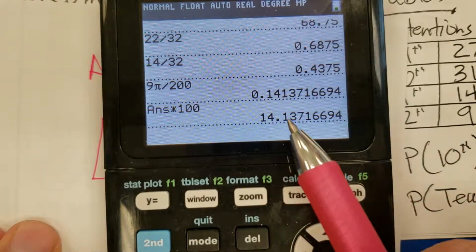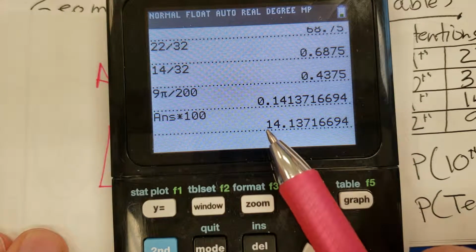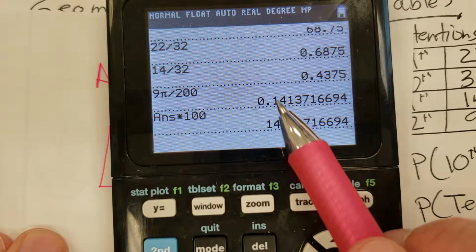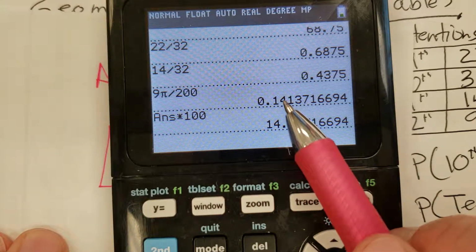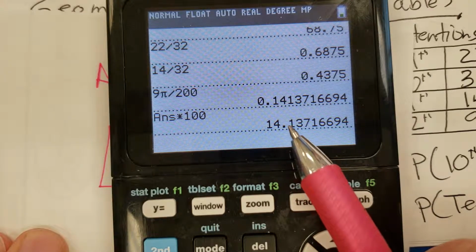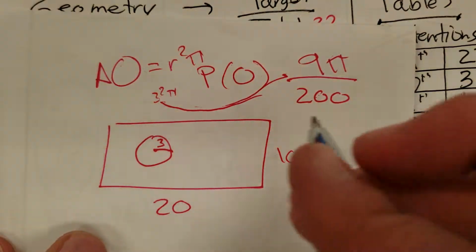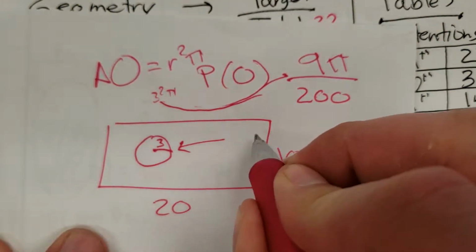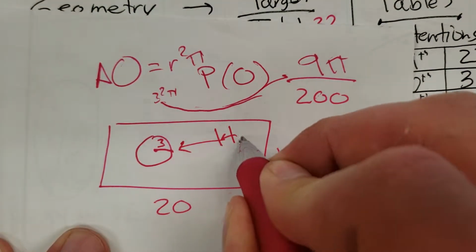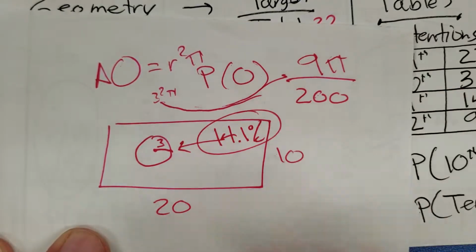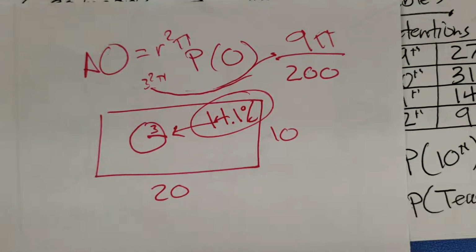Let's go to the tens place here. When I say tens place, it's the tens place of the percentage. So technically, it's the third place of the decimal, with the decimal over 2 places. So I would say about 14.1%. So you've got a 14.1% chance of hitting that circle.